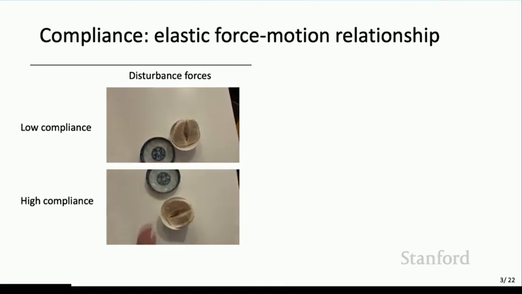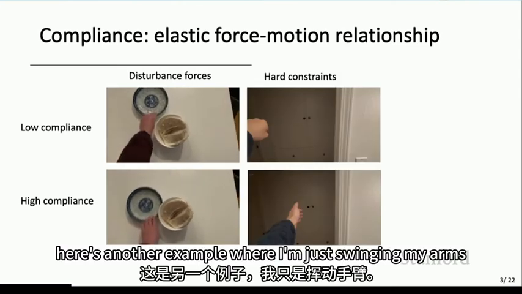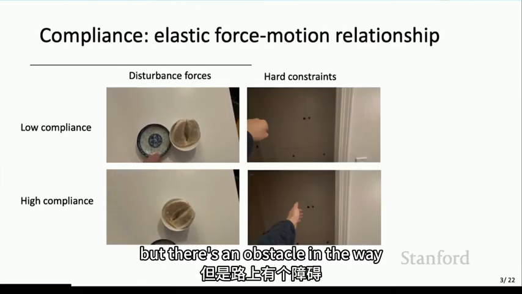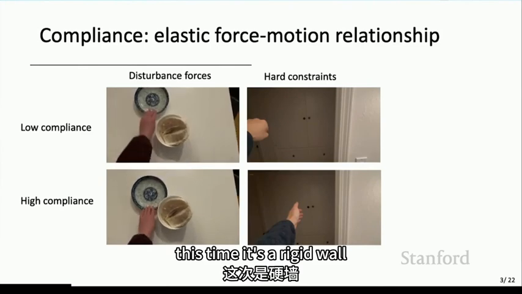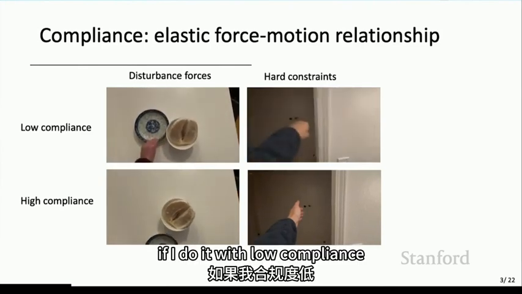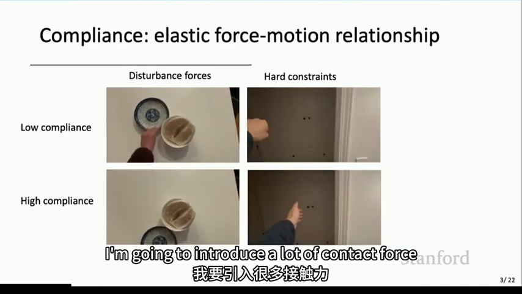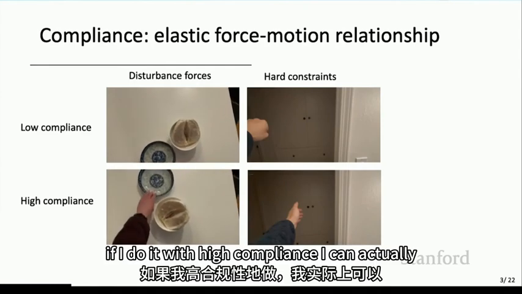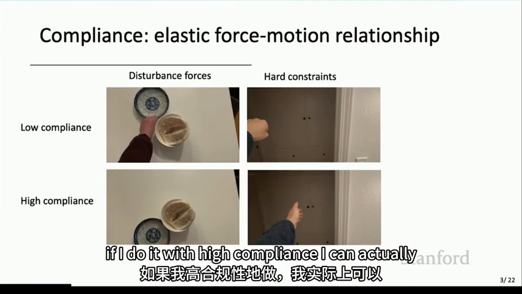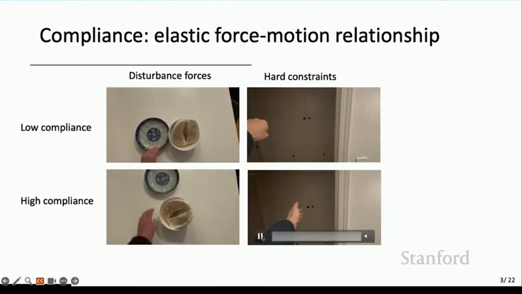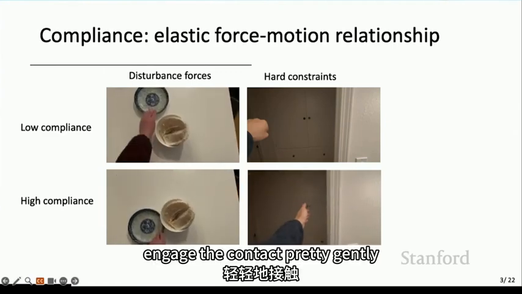Okay? Here's another example where I'm just swinging my arms, but there's an obstacle in the way. This time it's a rigid wall. If I do it with low compliance, I'm hurting myself. Okay? I'm going to introduce a lot of contact force. If I do it with high compliance, I can actually engage the contact pretty gently.